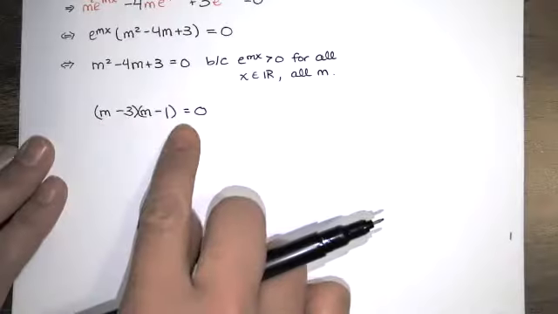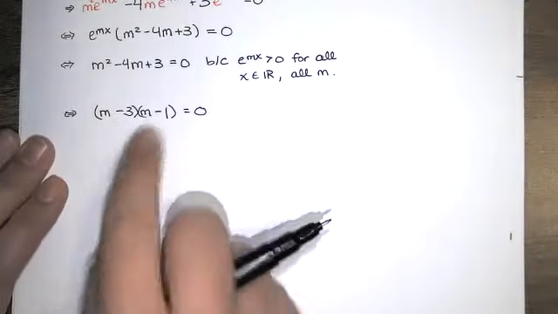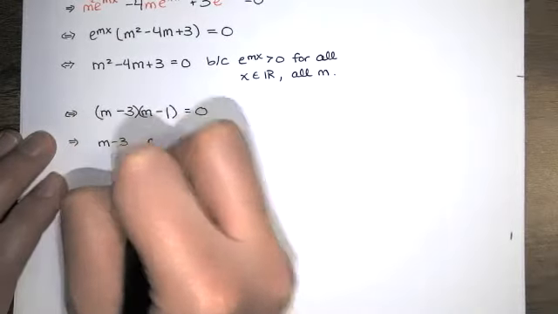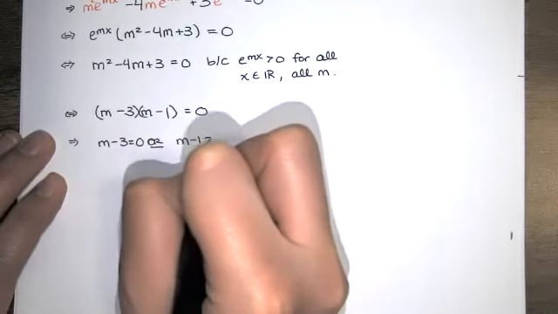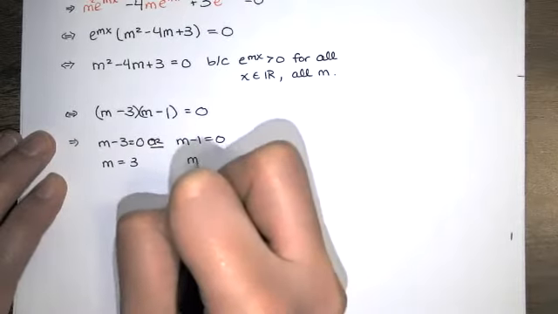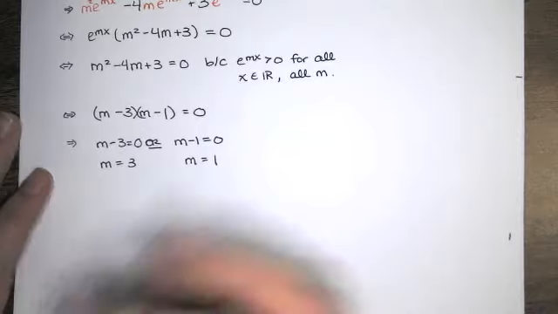So this equals 0 if this equals 0. And the only way that this times this equals 0 is if the first factor equals 0, or the second factor equals 0. And then if we add 3 to both sides, we get this. And if we add 1 to both sides, we get that. So we actually have two values of m that work, which is a very good thing.